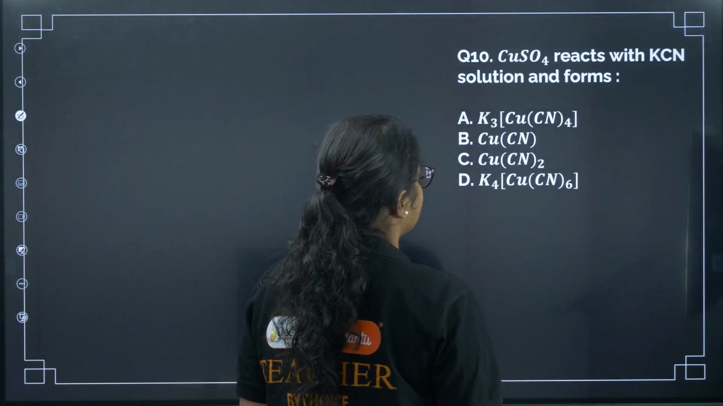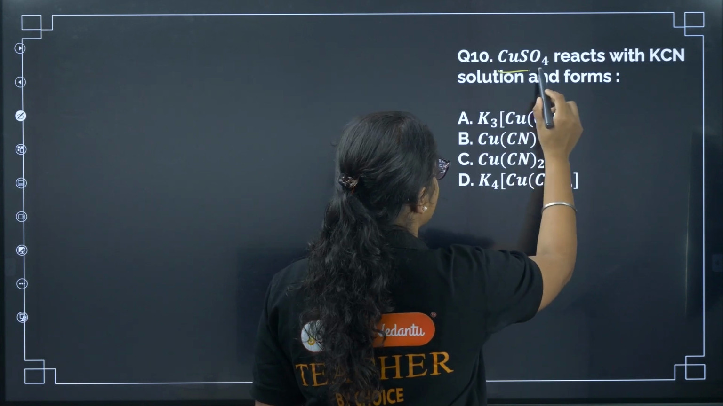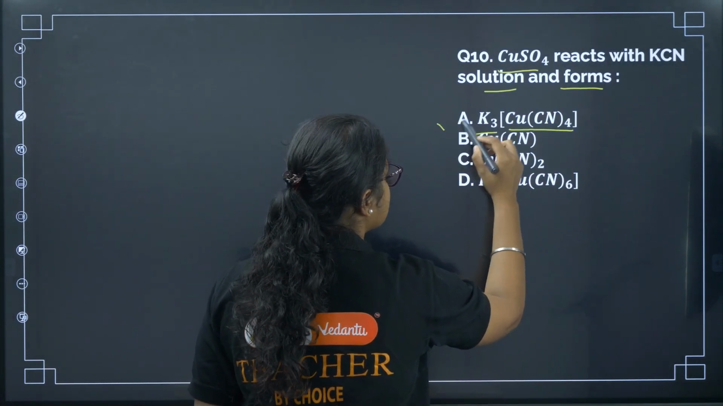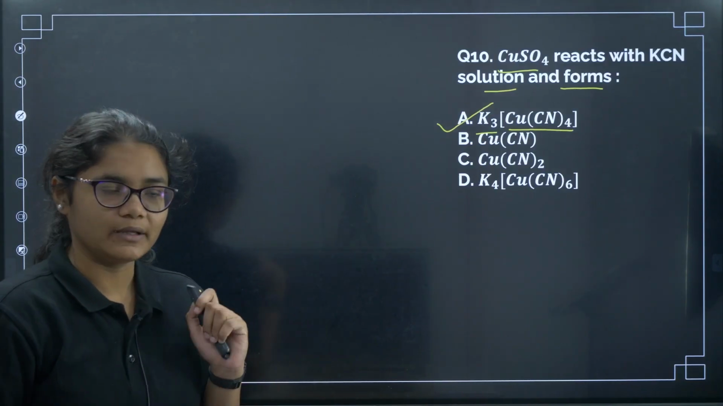Next, CuSO4 with KCN solution forms... So it forms K3[Cu(CN)4]. The correct answer for this question is option number A.